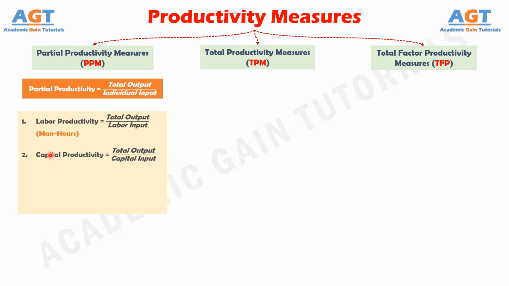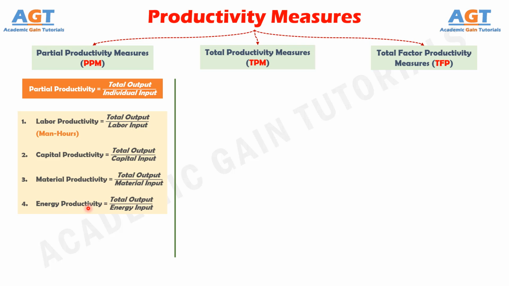Number 2, capital productivity, which is obtained by dividing the total output by capital input. Number 3, material productivity, which is obtained by dividing the total output by material input. Number 4, energy productivity, which is obtained by dividing the total output by energy input.